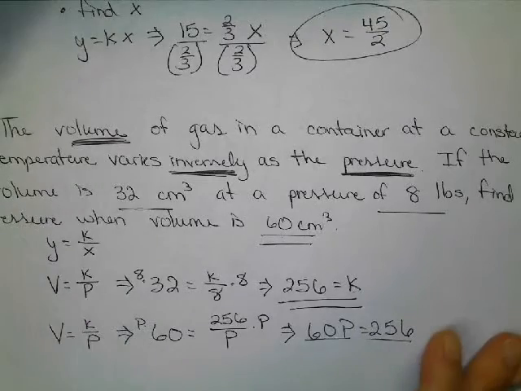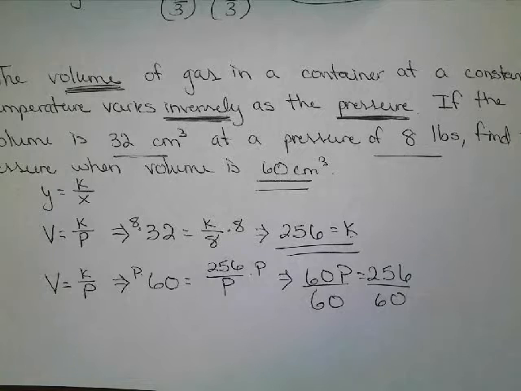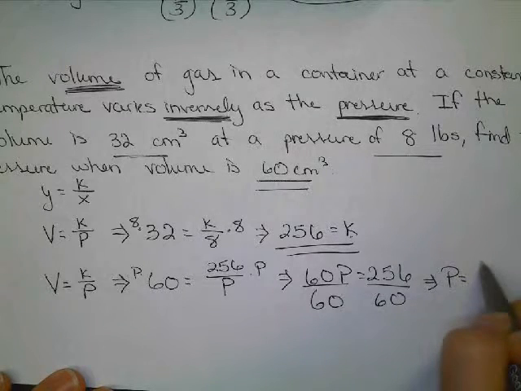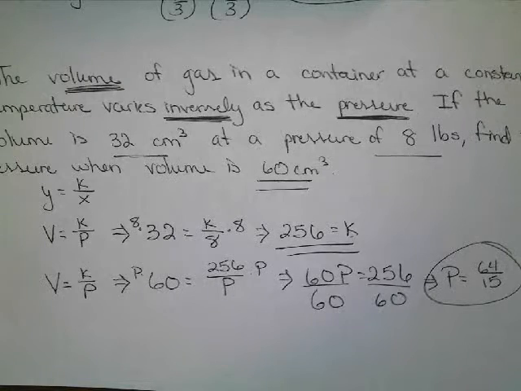And now I'll divide by 60. So 256 divided by 60. P equals 64 over 15 is our answer. So those are a couple examples of how to figure out direct and inverse variation when we have a word problem.